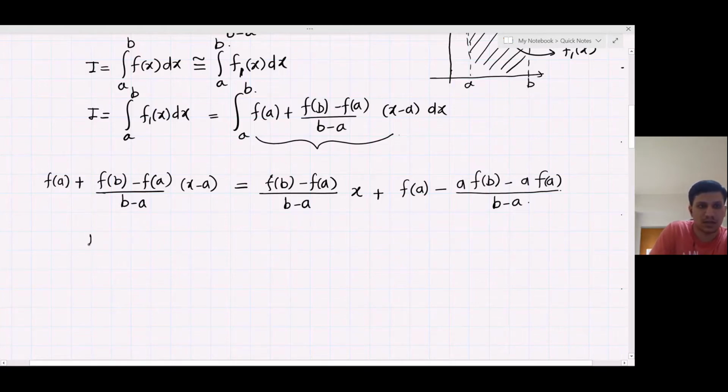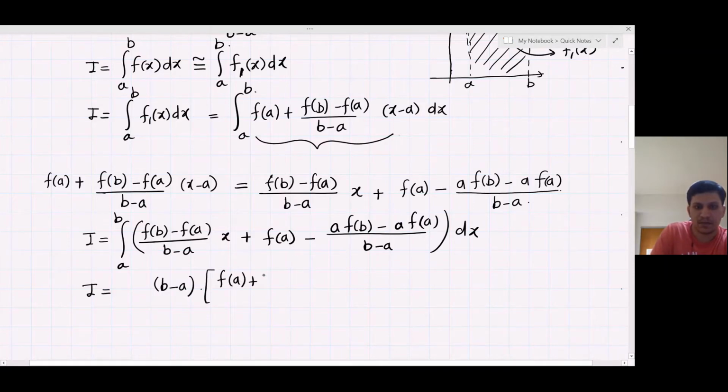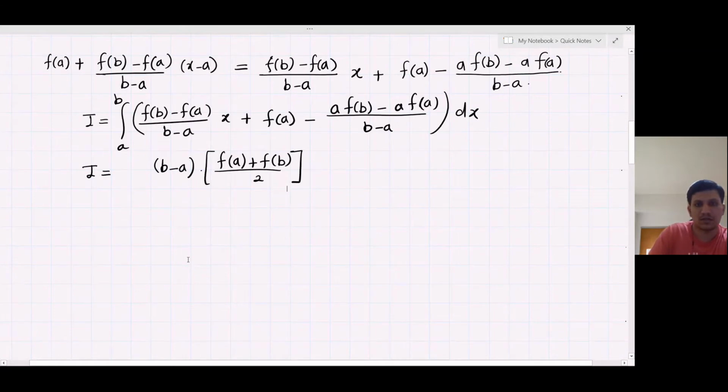If I put this in the integration and perform the integration from a to b, with f of b minus f of a upon b minus a into x plus f of a minus a f of b minus a f of a upon b minus a and dx, and solve that integration, we get this formula, that is b minus a into f of a plus f of b by 2, and this formula is known as the trapezoidal rule.